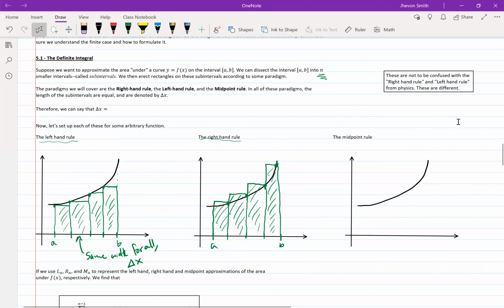Well, if the interval goes from a to b, and I want to use n of these things, where n is just some number to be determined, delta x is going to be b minus a divided by n. And why is that? B minus a is just the length of this interval. So let's say this was a 1, and this was a 4. The length of this interval is 4 minus 1, so length 3. And then I'm going to chop that up into n equal parts. So that is what we have here.